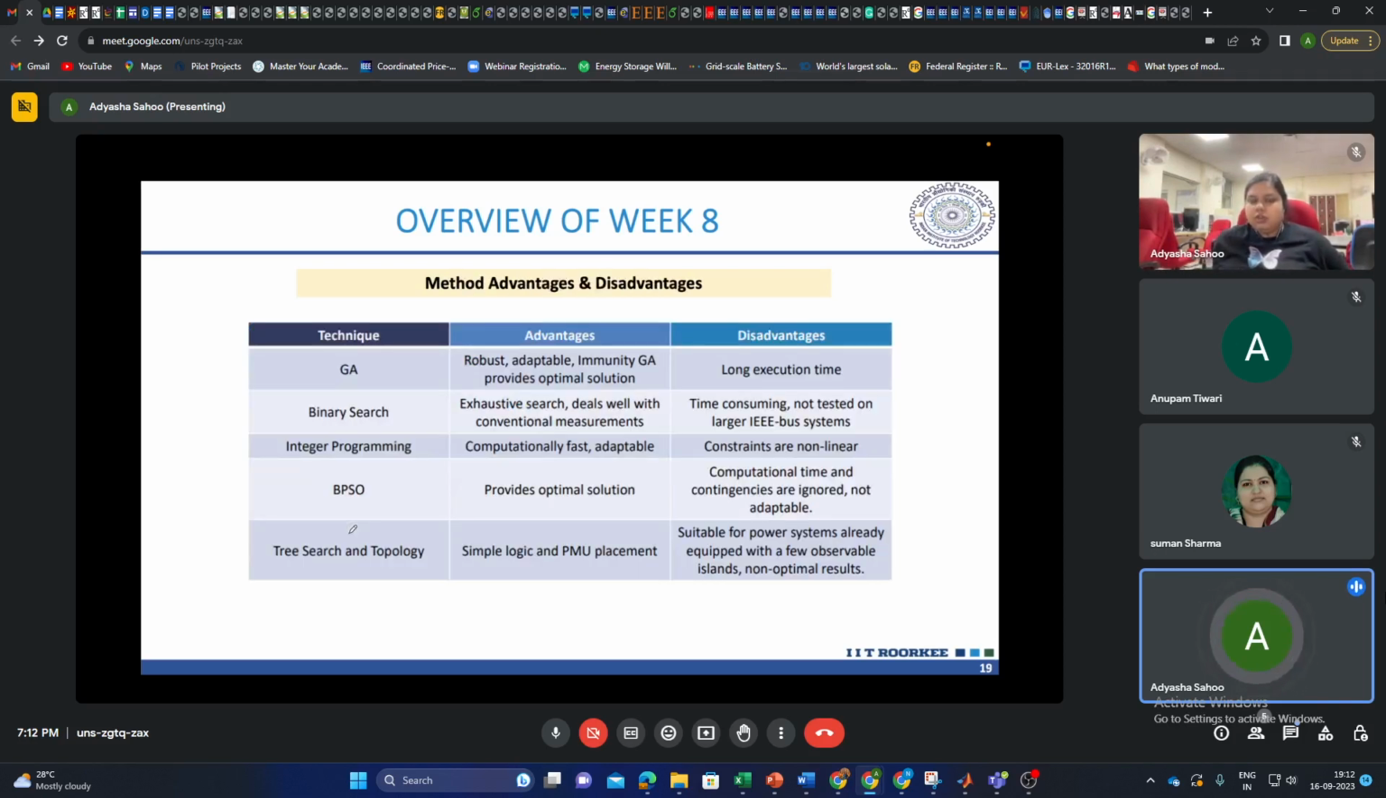These are some of the disadvantages and advantages of these methods. So you can see, GA is a heuristic, binary search, integer programming, BPSO means binary PSO is also heuristic. This is also heuristic, integer programming is classical. So these are some advantages and disadvantages for these methods.